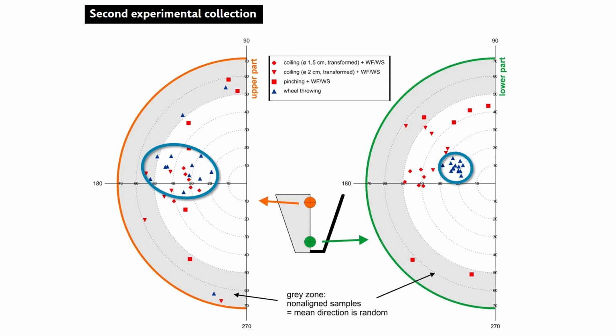However, a significant difference between the results obtained from lower and upper parts of the experimental vessels can be seen especially in the tangential sections. It is clear that the lower parts reflect the primary forming techniques more accurately than the upper parts, and this is especially true for wheel throwing. This difference is a consequence of the throwing process.